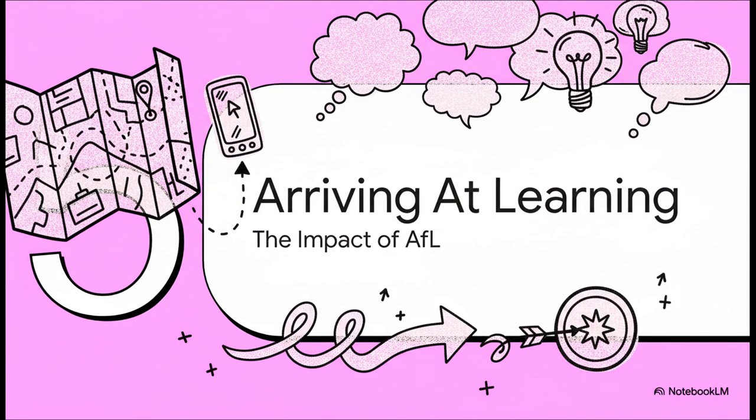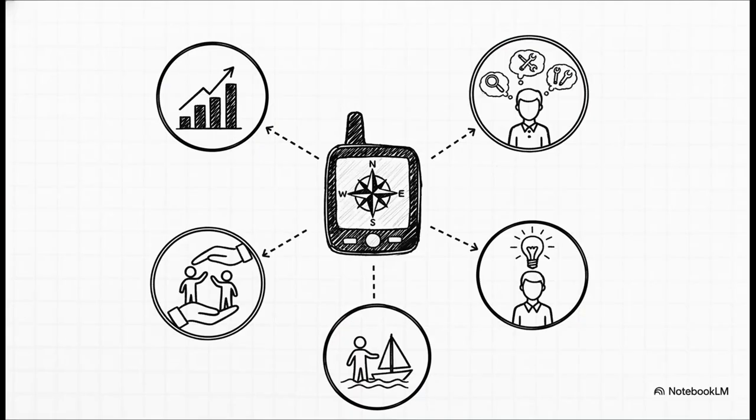So why does all of this matter so much? What really happens when a classroom switches from using a paper map to using a GPS? Well, the impact is pretty incredible. The research on this is really clear. This whole approach leads to better student achievement, period. It creates more equity because it's especially powerful for students who might be struggling. It helps teachers become more responsive and effective. And it boosts student motivation by making them active owners of their own progress.